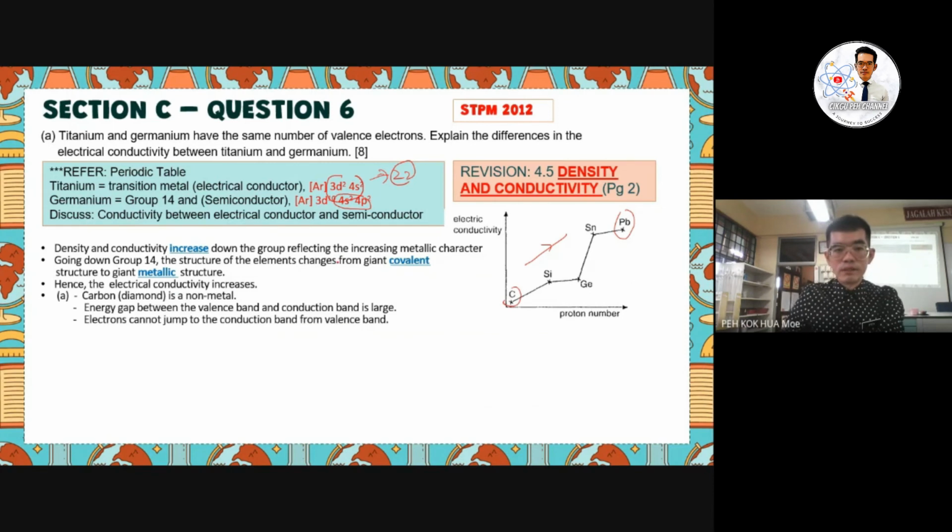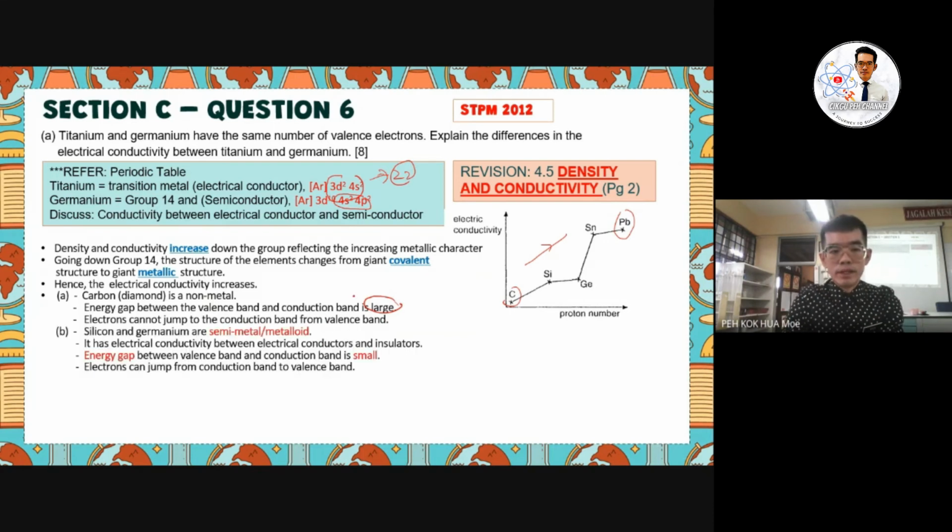We learned already about non-metals: the energy gap between the valence band and the conduction band is very big. So for carbon, which is a non-metal, electrons cannot jump from the valence band to the conduction band. But we do not use this information for this question. Then we learned that silicon and germanium are semi-metals or metalloids, where the conductivity is between conductor and insulator, because the energy gap between the valence band and the conduction band is small. So electrons can be promoted to the conduction band. We will use this info.